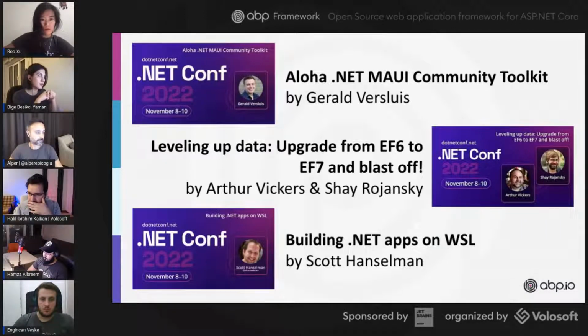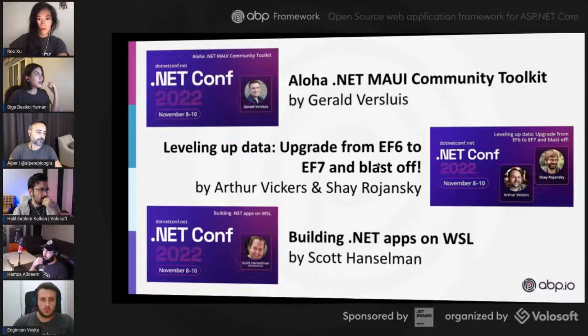to get started yourself. For the next one, we have Leveling Up Data, upgrade from EF6 to EF7 and blast off. It was by Arthur Vickers and Shay Rojansky. It was a code-heavy session, and Arthur and Shay took an Entity Framework 6 application running on .NET Framework 4.8 and upgraded to Entity Framework Core 7 running on .NET 7, and then explained how it improved their performance and processes. Afterwards, they have used the new features from EF7 to further boost their performance.